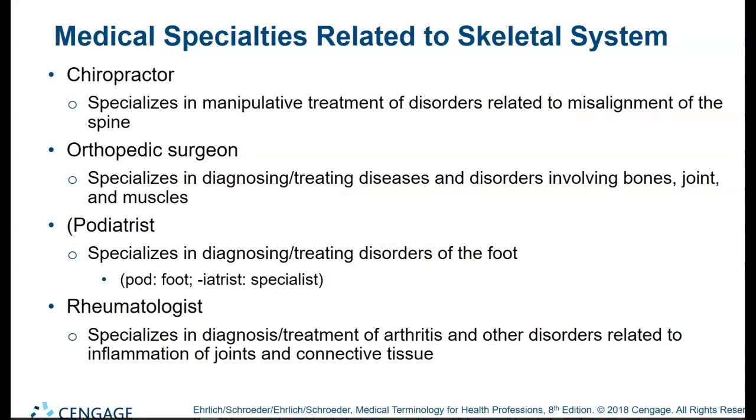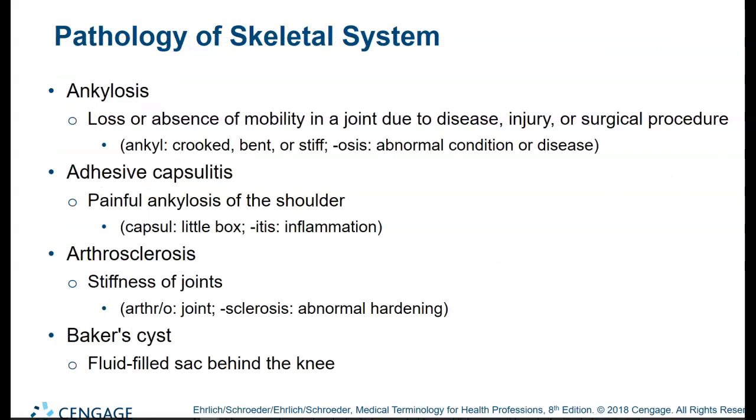Specialties in the skeletal system, medical specialties, we could see a chiropractor, an orthopedic surgeon, a podiatrist, again, looking at the breaking down of words, a specialist in feet. Rheumatologist is someone who looks at the diagnosis and treatment of arthritis. A lot of times, some of the arthritis that we're going to talk about is actually an autoimmune disease. So they do different testing to be able to determine if it's osteoarthritis or rheumatoid arthritis.